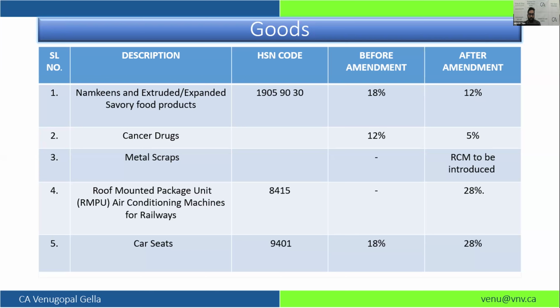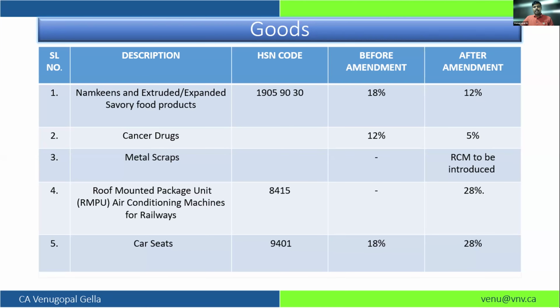For roof mounted package units, which come under HSN code 8415, the GST rate has been proposed to be 28%. The car seats, when you actually purchase car seats for your passenger vehicles, that has to be classified under HSN 9401. Before the amendment, the rate for this particular product was 18%. Now it is being increased to 28%. The council has recommended this to bring parity between the rates of car and motorbike seat covers, because the motorbike seat covers were already being taxed at 28% as on date.